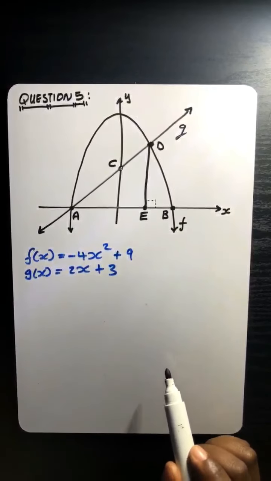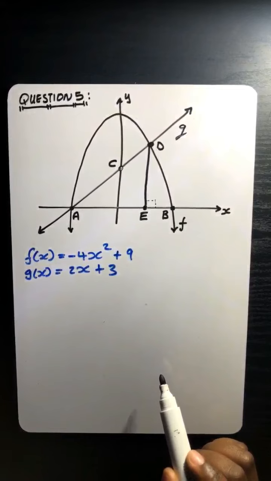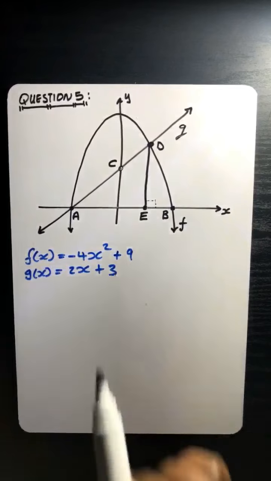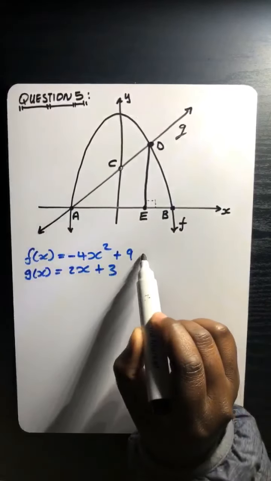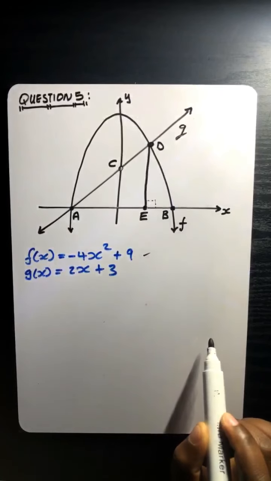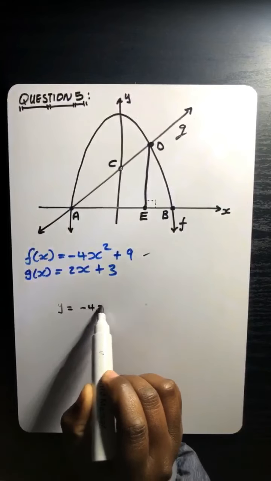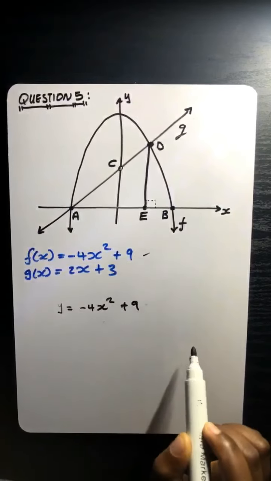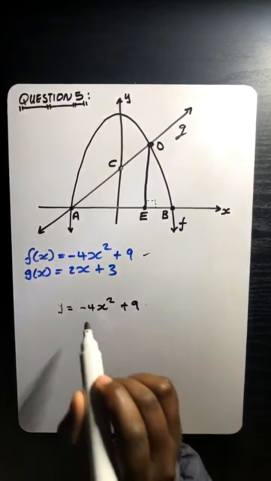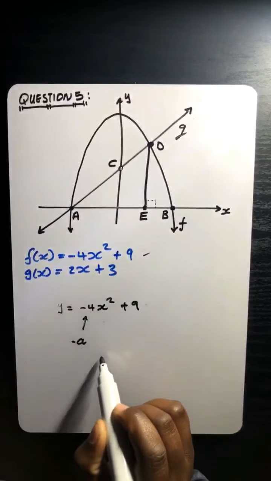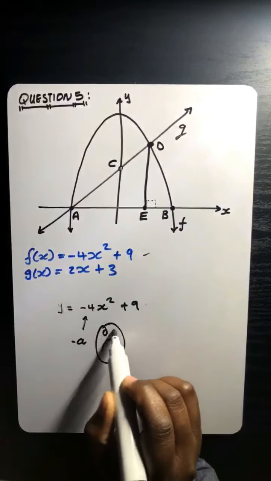So, ladies and gentlemen, I think we can now try to answer the questions. But before we do that, let us quickly do an interpretation of the given information. We've got the function f of x, which is y, equals negative 4x squared plus 9. I remember that this is the a value, and we said when the a value is negative, we therefore have a Z shape.